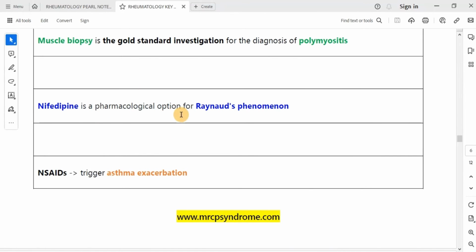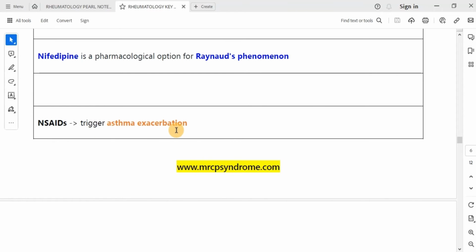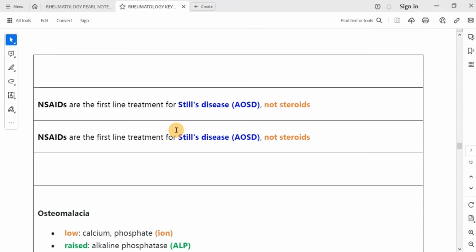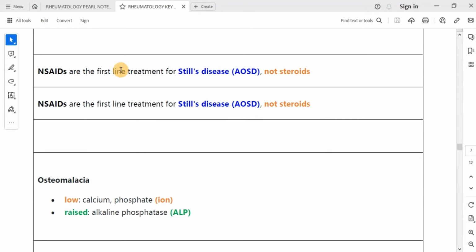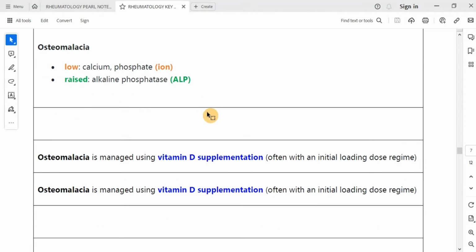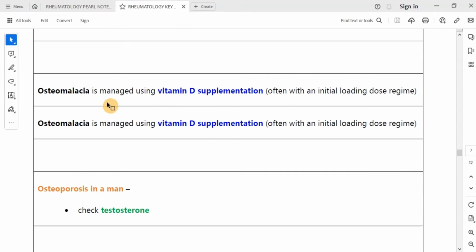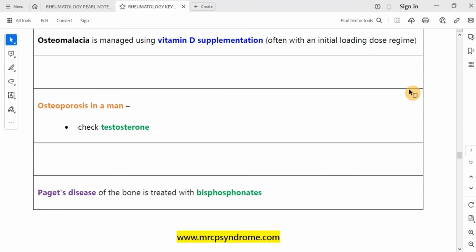Nifedipine is a pharmacological option for Raynaud's phenomenon, and NSAIDs may trigger asthma exacerbation. NSAIDs are the first-line treatment for adult onset Still's disease, not the steroid. And osteomalacia will have low calcium, low phosphate, elevated alkaline phosphatase. Osteomalacia is managed using vitamin D supplementation, often with an initial loading dose regimen.